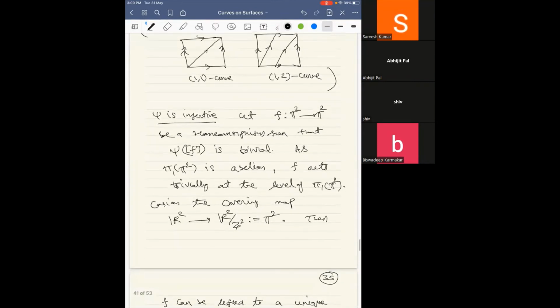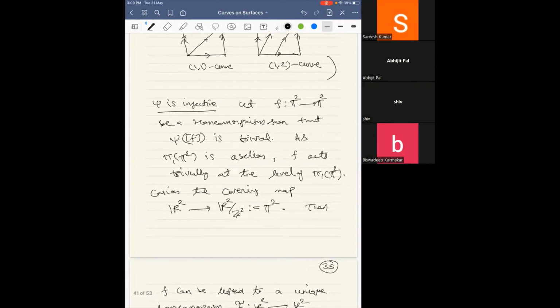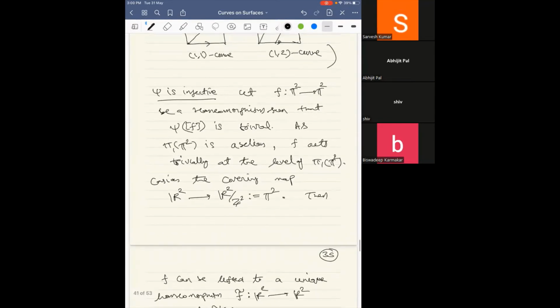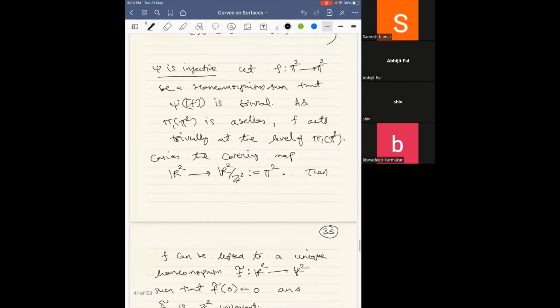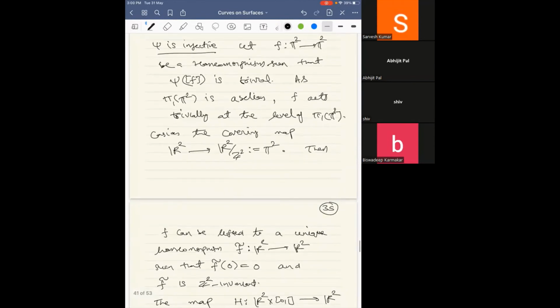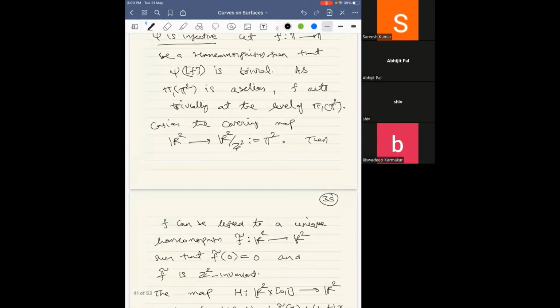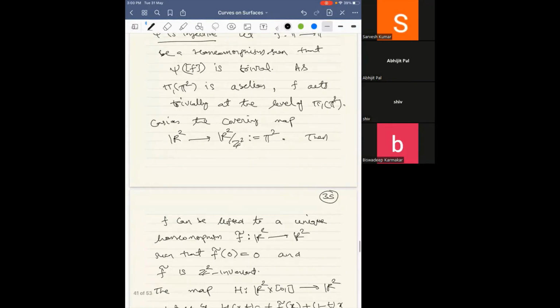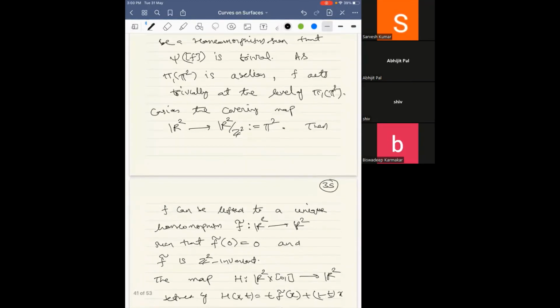So let us look at the universal cover of the torus. It is R2, and you have this canonical covering map. So what can one do? F acts trivially there, so you can lift your F to a linear homeomorphism, this F hat from R2 to R2, such that F hat of 0 equals 0.